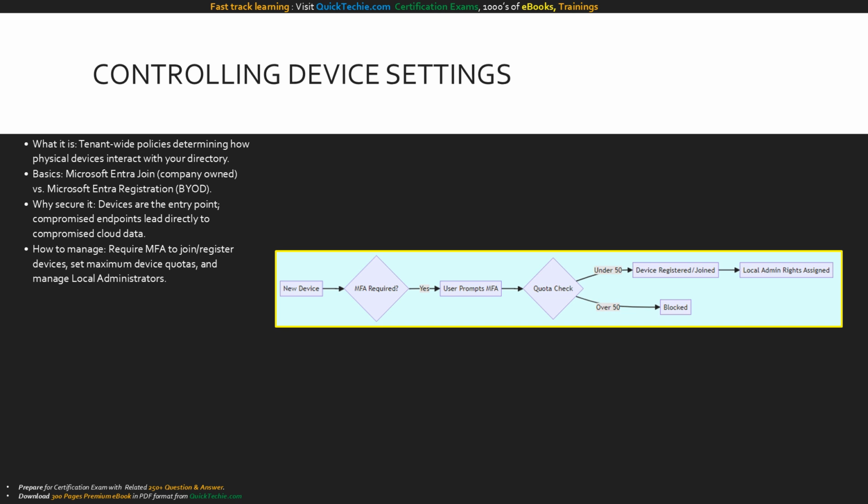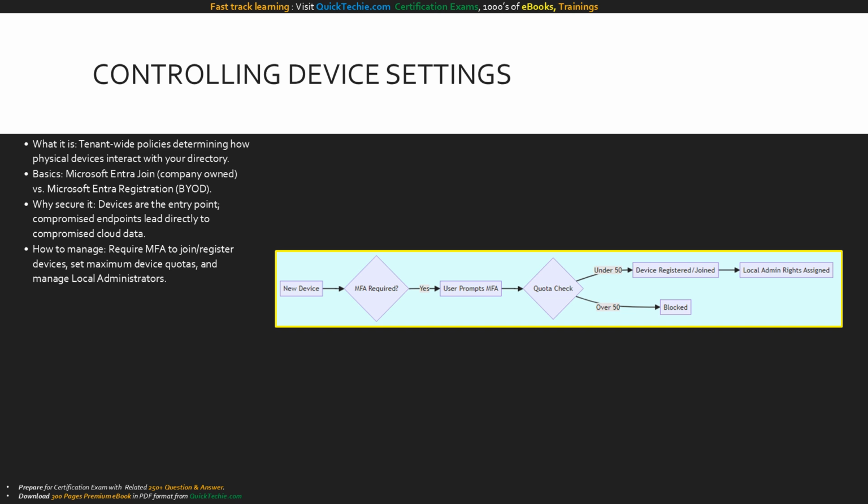They are your perimeter. To secure this, you must navigate to device settings and mandate that users perform multi-factor authentication to register or join any device. We also recommend setting a strict maximum number of devices per user to prevent quota abuse. Finally, for Entra-joined devices, you can explicitly define which IT staff get local administrator rights on those machines, keeping local privileges tightly controlled. This flowchart traces the device onboarding path.